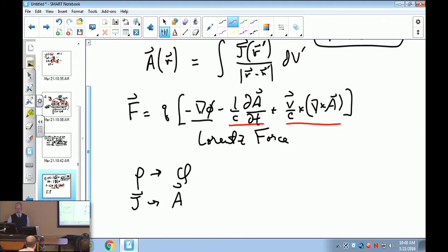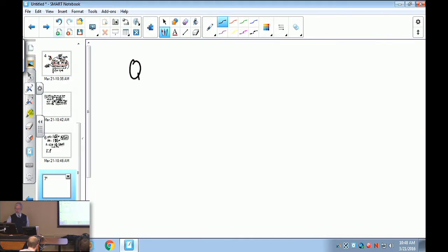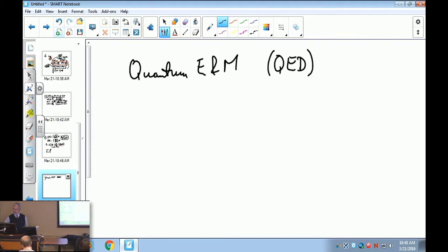And in fact, if you get to a course in quantum electrodynamics, which would be a graduate level course, the quantum version of E and M, called QED, you will work only in terms of phi and A.